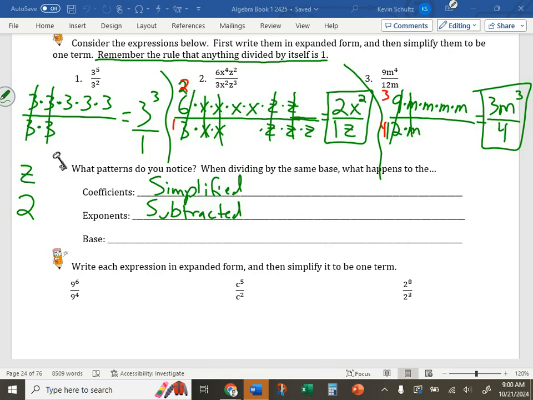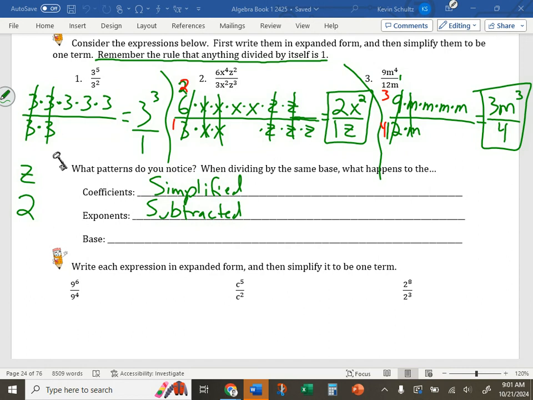And then lastly, remember, this is a power of 1, even though it's not written there. 4 minus 1 equals 3. And we know it's in the numerator because we have more m's in the numerator to start with. That's the deal with powers. Where do you have more to start with? That's where they're going to end up, and then you use subtraction.